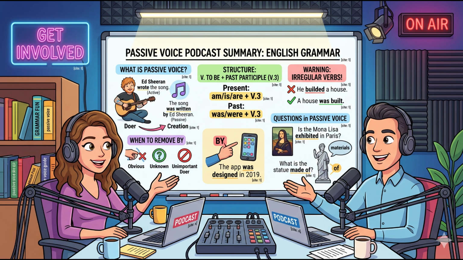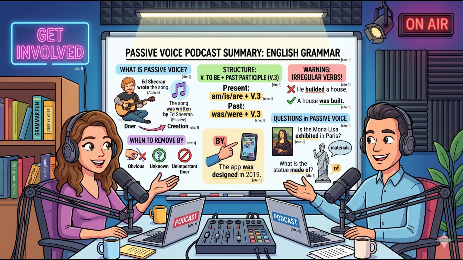Oh, I like that. So in a normal, active sentence, "Ed Sheeran wrote the song." The camera's focused right on the doer. The creator is front and center. Right. But when you switch to the passive voice, you physically turn the camera around. You shift the focus completely away from the creator and zoom in on the creation itself.